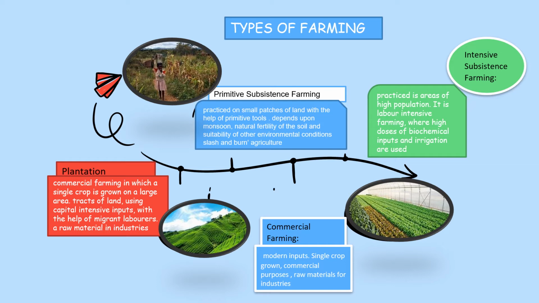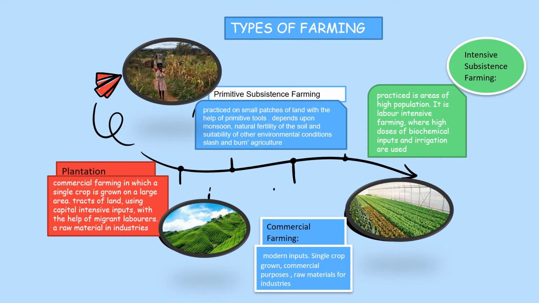The next one is intensive subsistence farming. This is practiced in areas of high population. It is labor intensive farming. Irrigation, fertilizers and pesticides are used to get maximum output from the limited land.